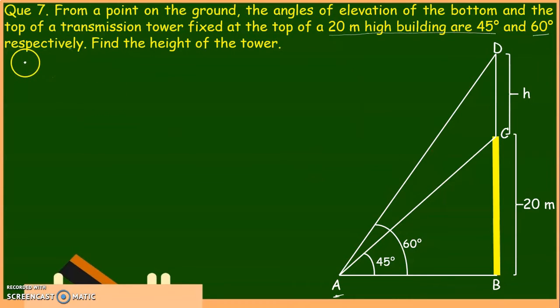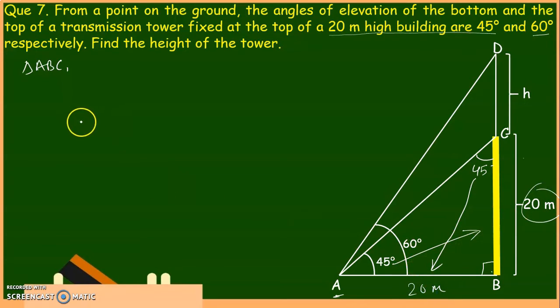First of all, consider the triangle ABC. In triangle ABC, one angle is 45 degrees and angle B is 90 degrees, so angle C will be 45 degrees. Two angles are equal, so the sides opposite to equal angles will be equal. Here BC is 20 meters, so AB will also equal 20 meters.